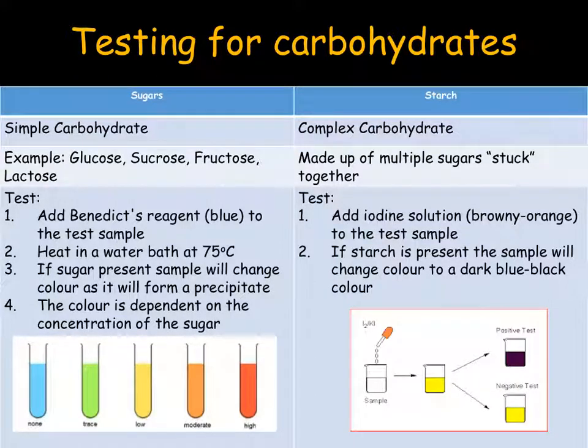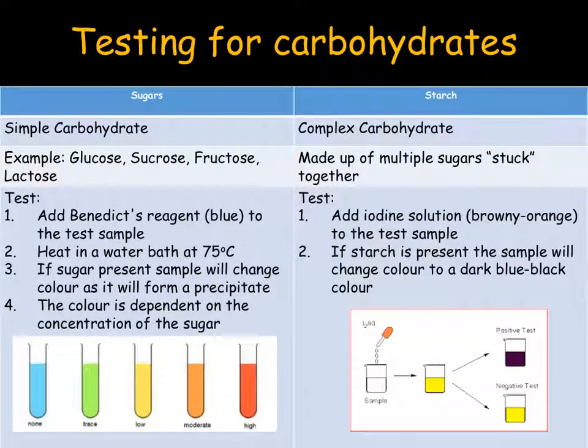If the sugar is present, the sample will change colour, as it will form a precipitate. The colour that we see is dependent on the concentration of the sugar in the solution. So for example, if we only have a small amount of sugar, then the solution will go green, up to a very strong solution which goes brick red. This test allows us to see how much reducing sugar is present in a solution.